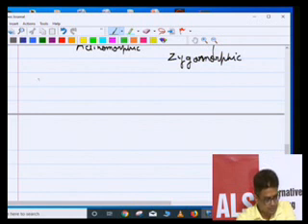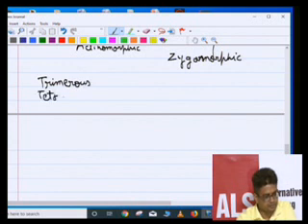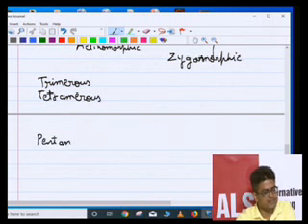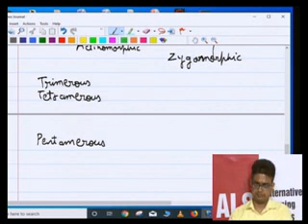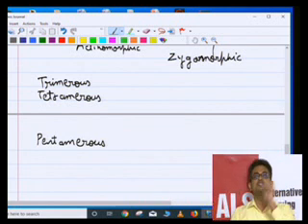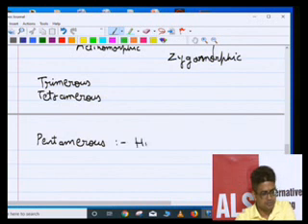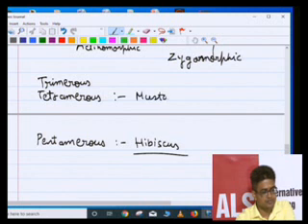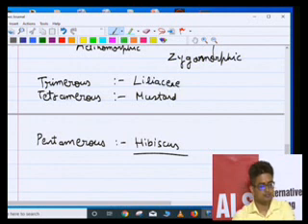There is the trimerous condition, the tetramerous condition, and then the pentamerous condition. Hibiscus flower is an example of the pentamerous condition. The green part that you see, you will see two green structures. Pentamerous flower: hibiscus. Tetramerous flower: mustard flower. Trimerous condition: Liliaceae, lily flower.